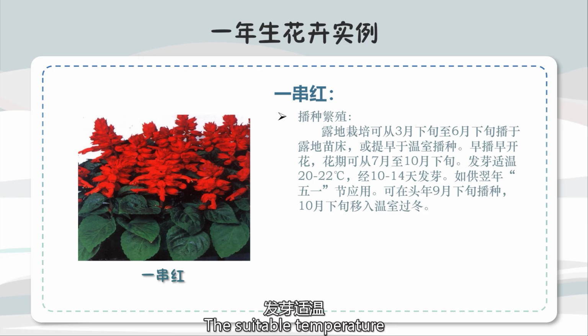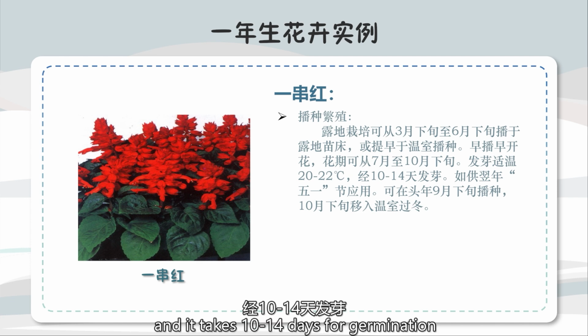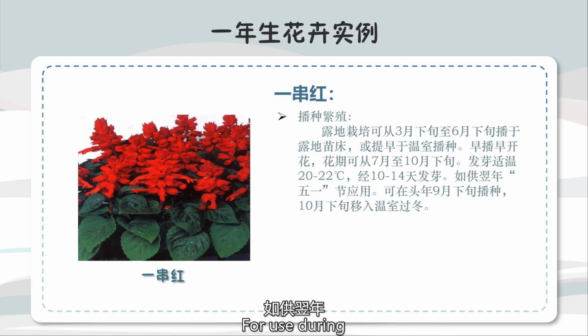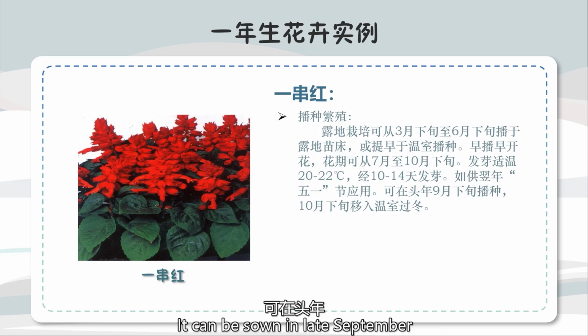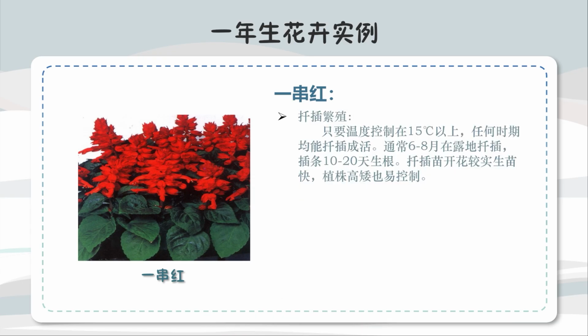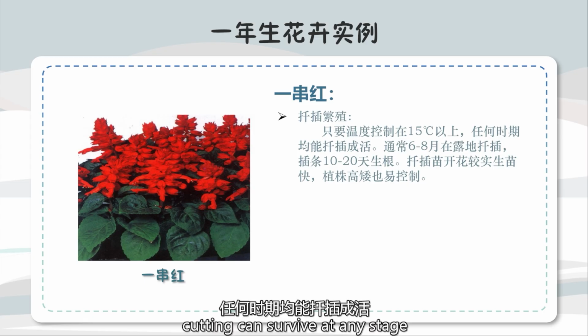The suitable temperature for germination is 20 to 22 degrees Celsius, and it takes 10 to 14 days for germination. For use during the following year's May Day holiday, it can be sown in late September of the previous year, and moved to a greenhouse for winter in late October. Cutting propagation. As long as the temperature is controlled above 15 degrees Celsius, cutting can survive at any stage.